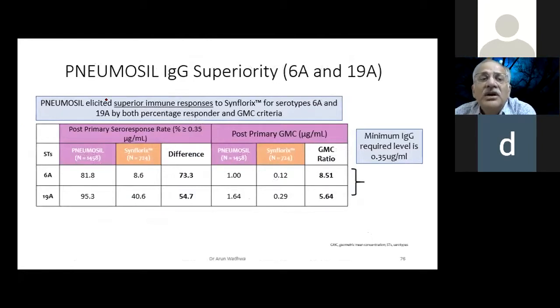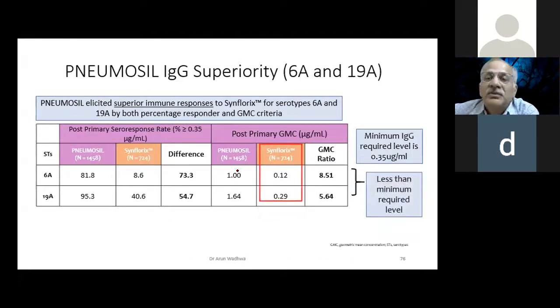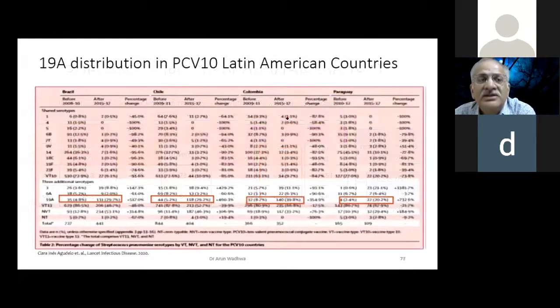What about the new PCV10? It also shows better protection against 6A, 19A. The levels, if you see here, are 81 and 95 as compared to 8.6 and 46. And post primary series also, this is 0.12, 1.64, 0.29. So the comparison ratio is 8 times more, 5 times more. Here, 73 times more, 44 times more. So when you have direct protection, even in the new PCV, it gives you better levels as compared to indirect protection, and the minimum cutoff is 0.35 micrograms. So the older PCV actually gives you 0.12, 0.29, which are less than the minimum required level. This is in the study.